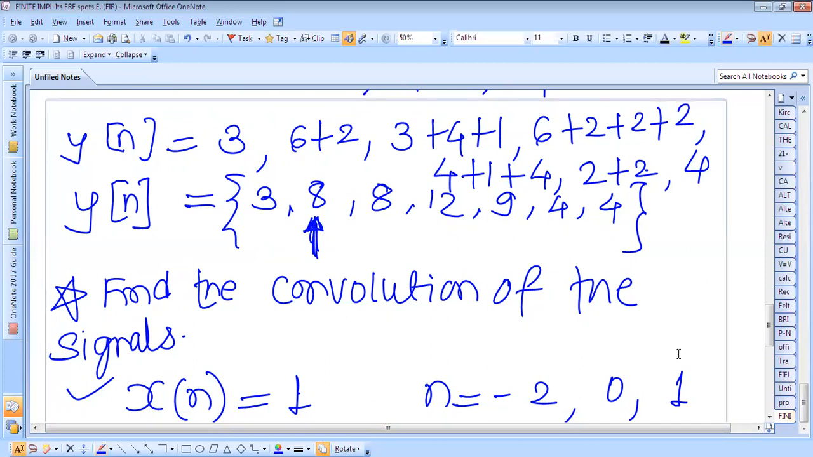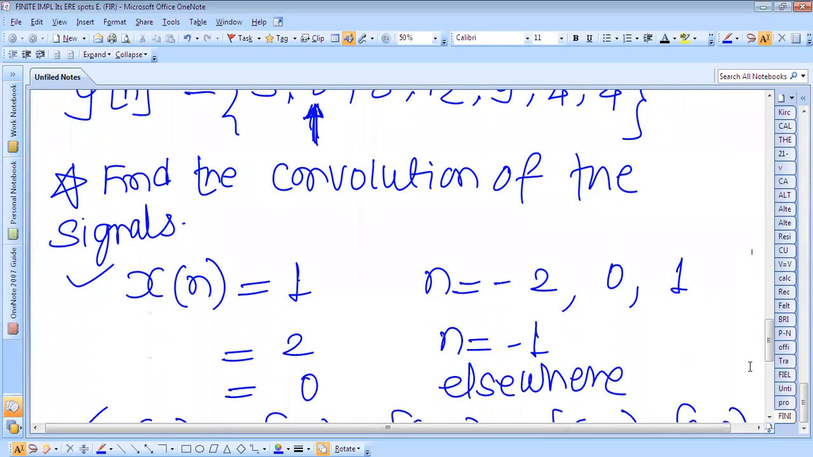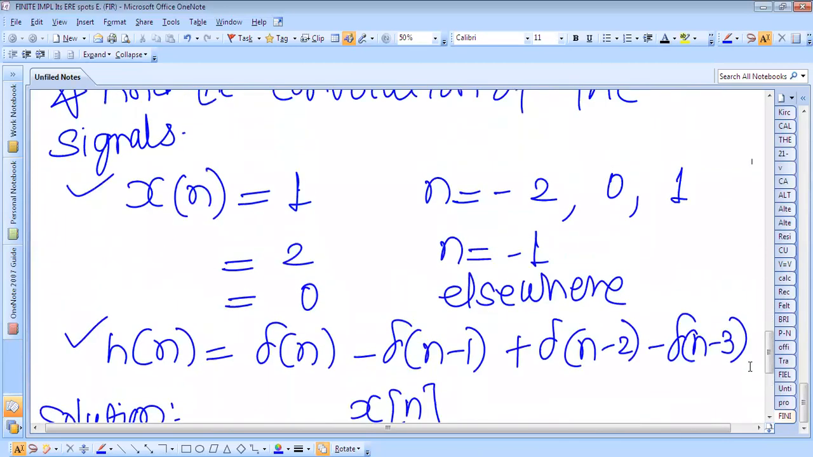Next we'll find the convolution of two more signals. The first signal is x of n equal to 1. For n equal to 0, it is 1. For n equal to -1, it is 2. At -2, it is 1. So this is the input given, and this is the impulse response.